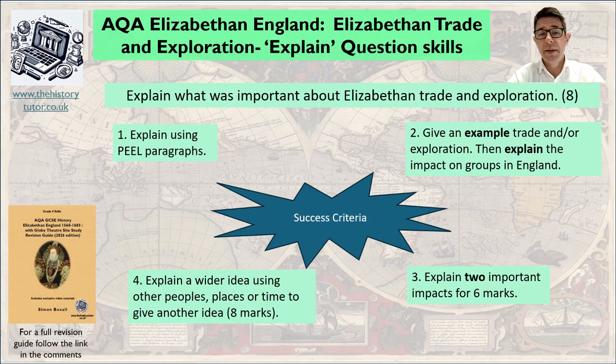So firstly, you need to explain using your P or paragraphs. It is an explain question. So we need to set up an argument first of all. So one way Elizabeth's trade was important was, and we need to create an argument. Then we back up the argument with an example, and then we explain the impact.